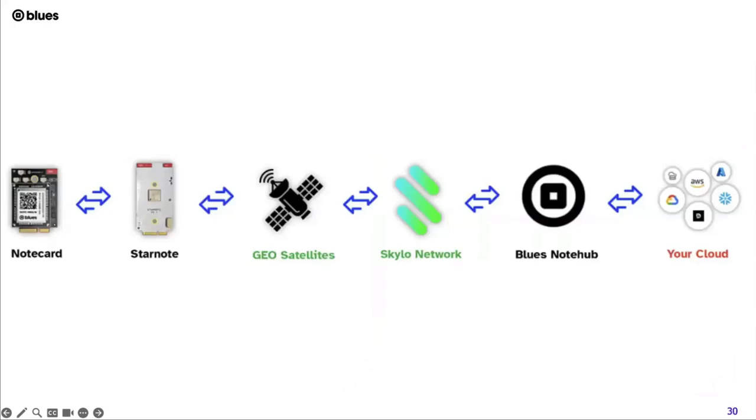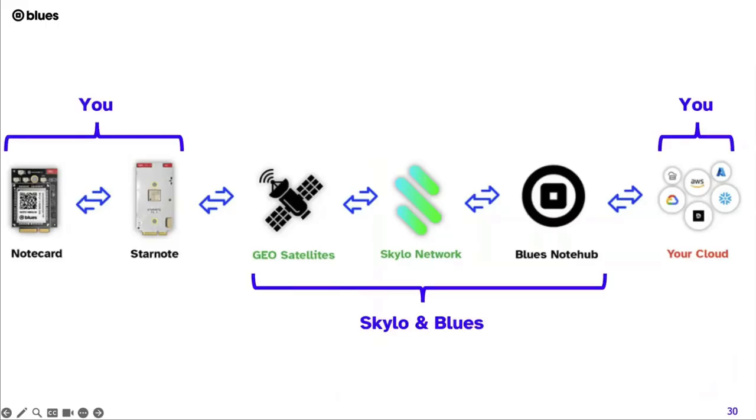Now, at a very high level, this lays out the outbound and inbound paths of data from Notecard to Starnote to those geostationary satellites via the Skylo network onto Notehub and then onto your cloud endpoint. As complicated as this might look, truth be told, you only need to care about what I'm highlighting here. Blues and Skylo really eliminate all the complexity of satellite connectivity, so you can focus on your product design, leaving all this hard connectivity stuff for us to handle.